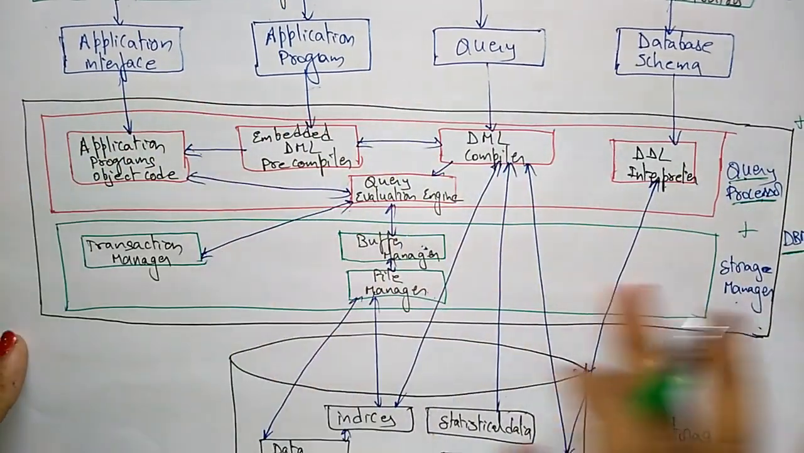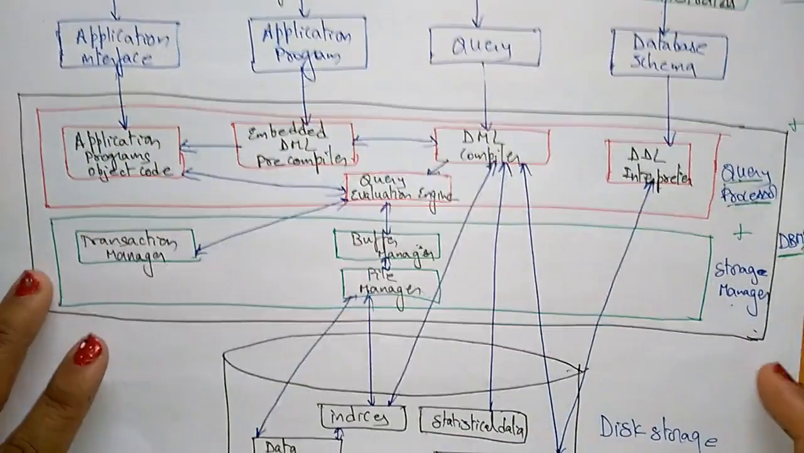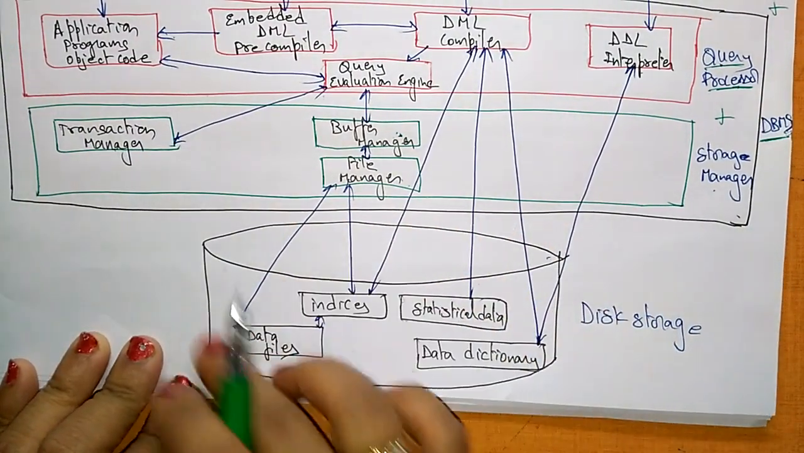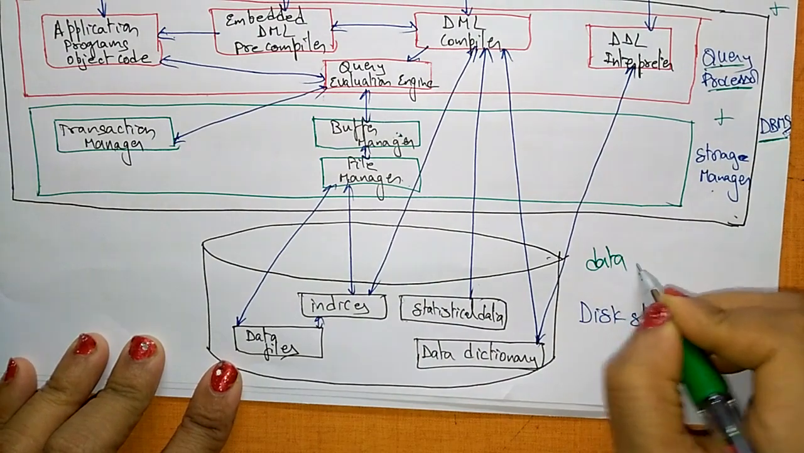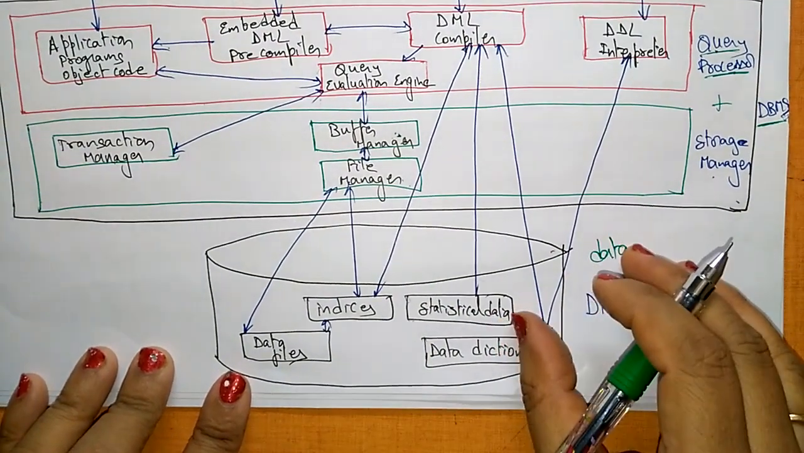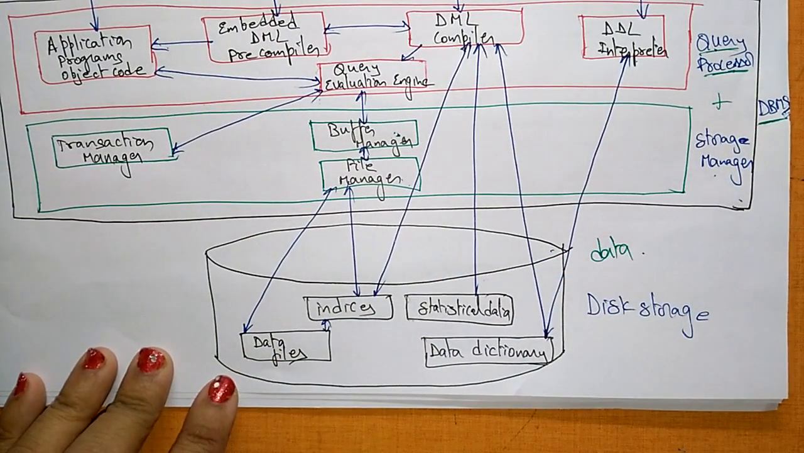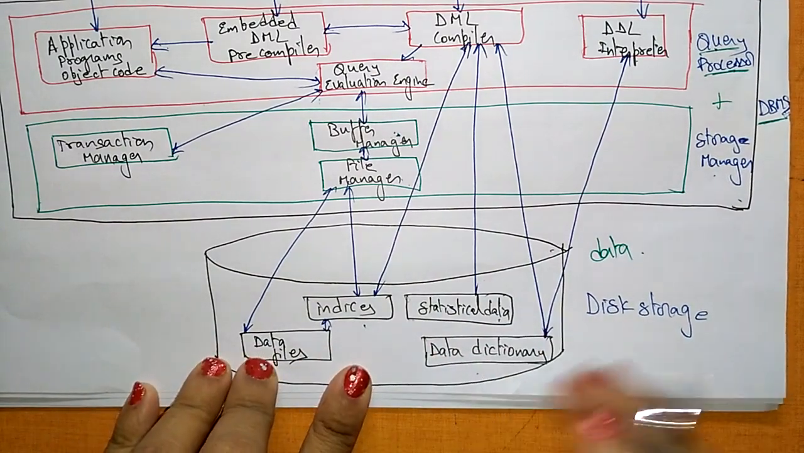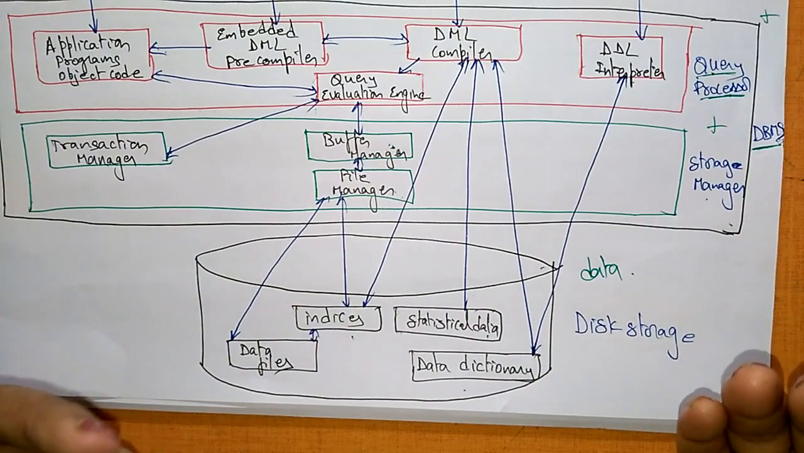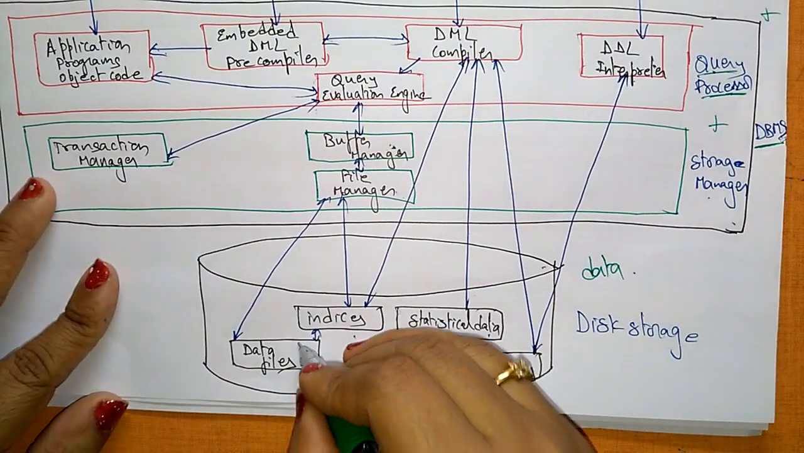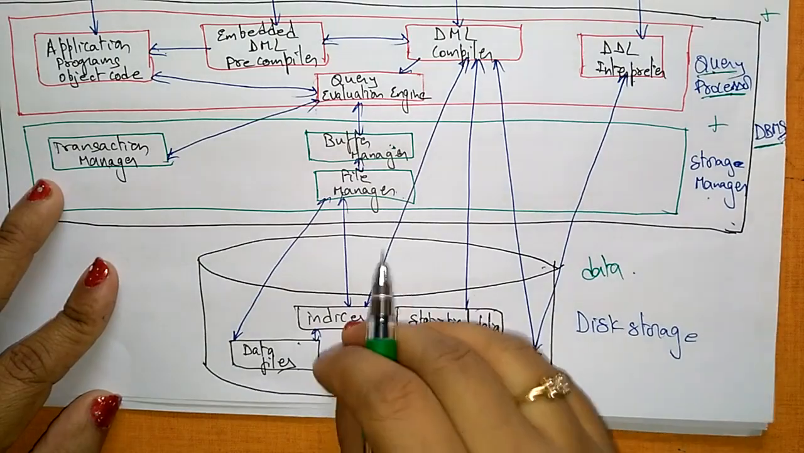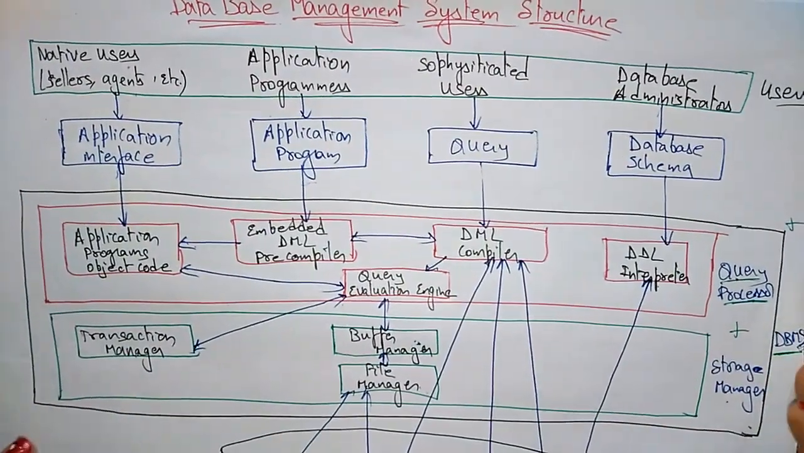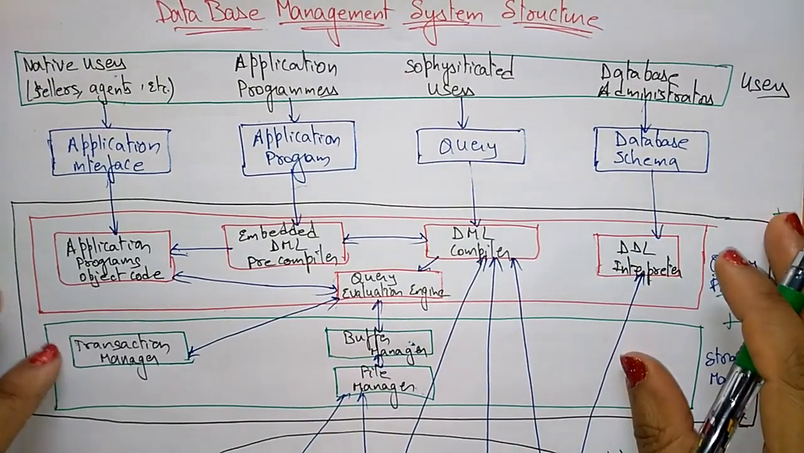So this is completely the database management system. And coming to the disk storage, it stores the data. Completely all the data will be stored in the disk storage. It has the data files, indices, statistical data, and the data dictionary. Based on that, the query connects with the particular fields, retrieves the data and displays it to the user. So this is the database management system structure.